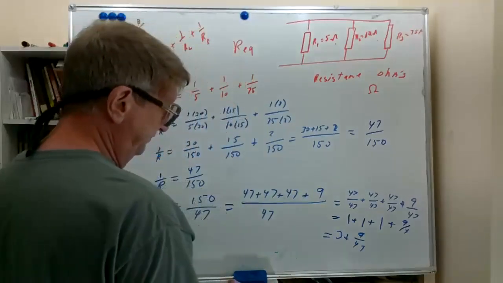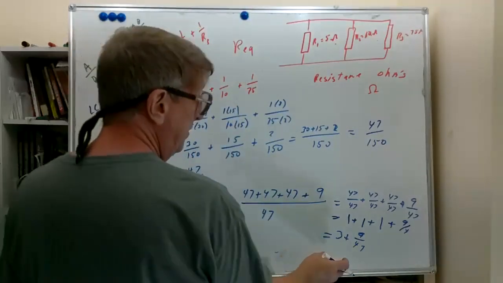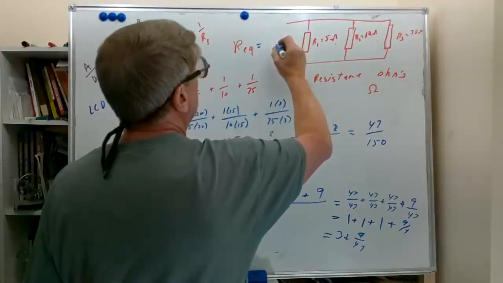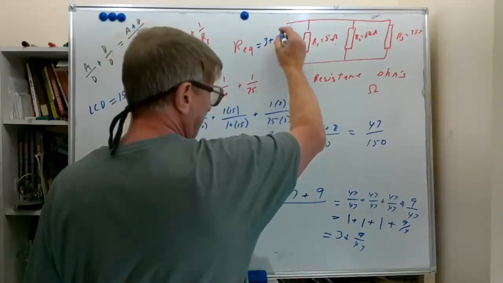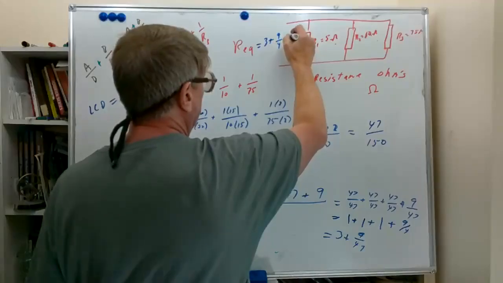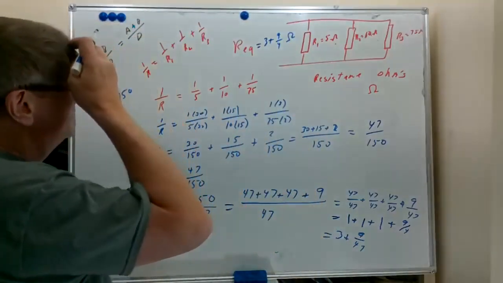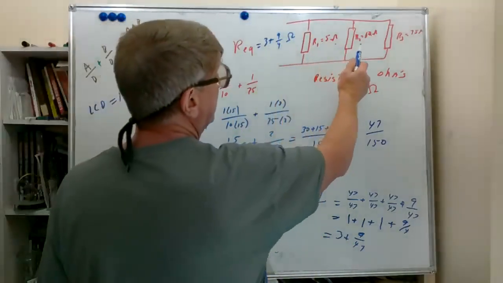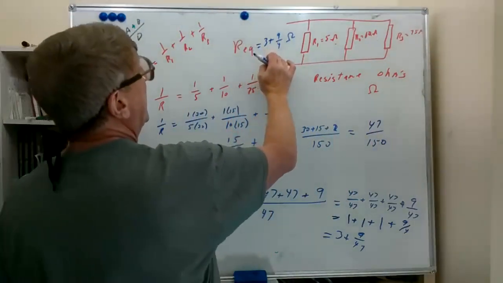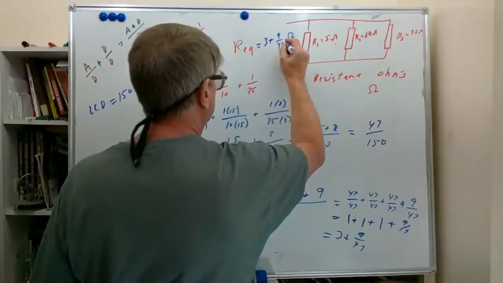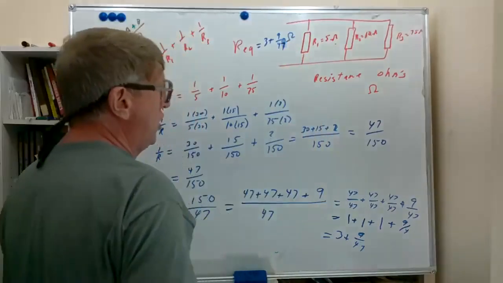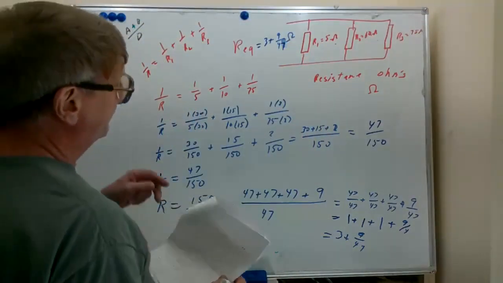So we've come up with a mixed number, and basically our equivalent resistance is equal to 3 plus 9/47 ohms. So when we put the 5, the 10, and the 75 in parallel, we ended up with a 3 plus 9/47 ohm resistor that would replace them all as a single resistor.